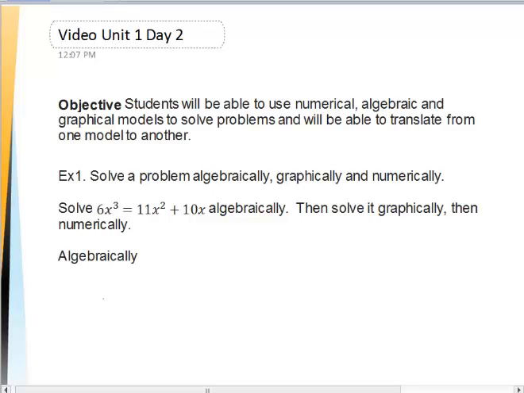Hello students, this is Mr. McAllen, and today we're going to go over, again, how to use numerical, algebraic, and graphical models to solve problems. We're going to focus on one problem in particular. It's this problem which deals with a cubic function, and we're going to first solve it algebraically using traditional methods.